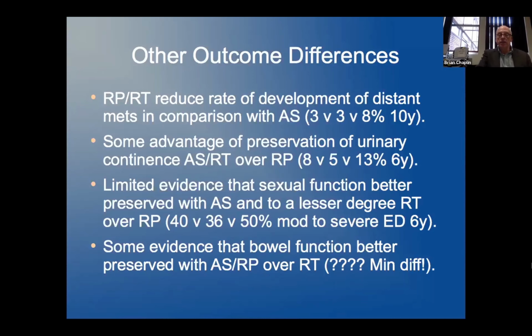matter clinically. Okay, that was the end of this session.